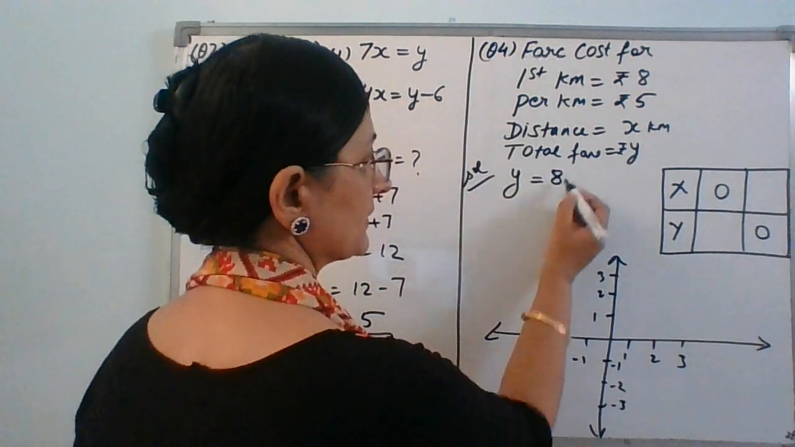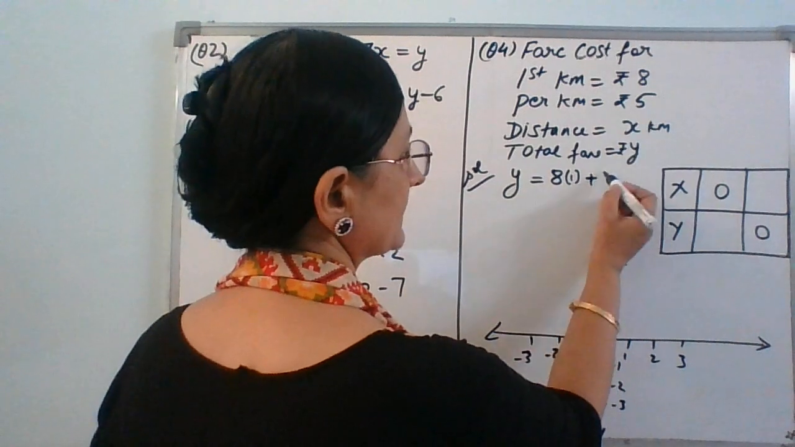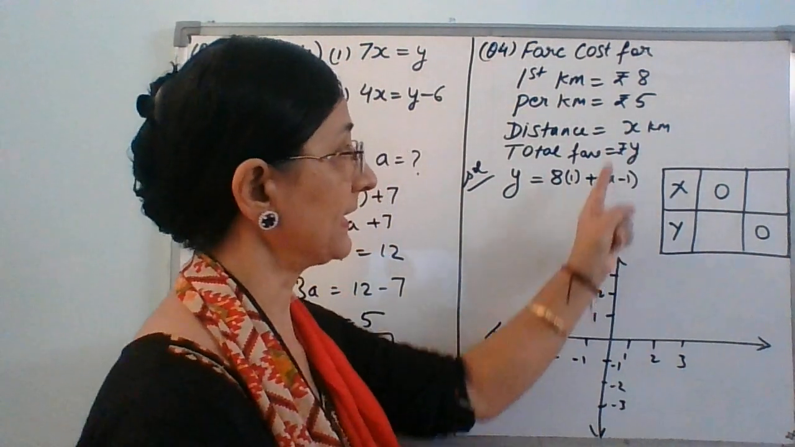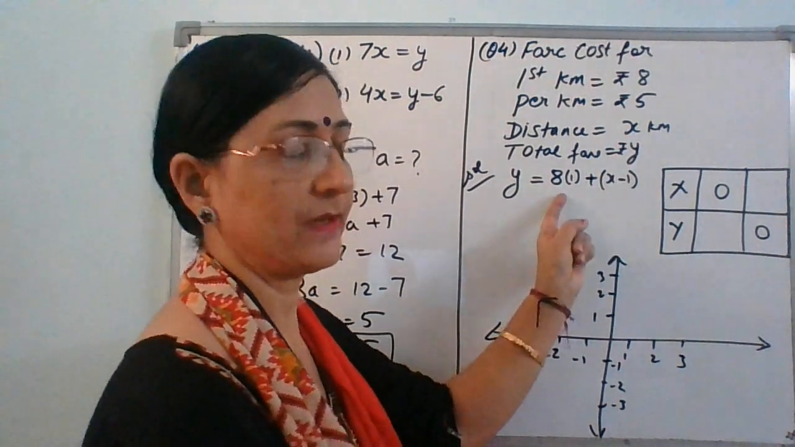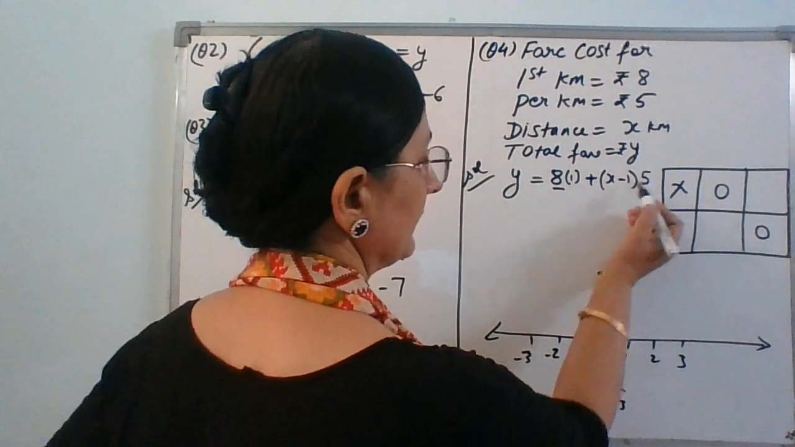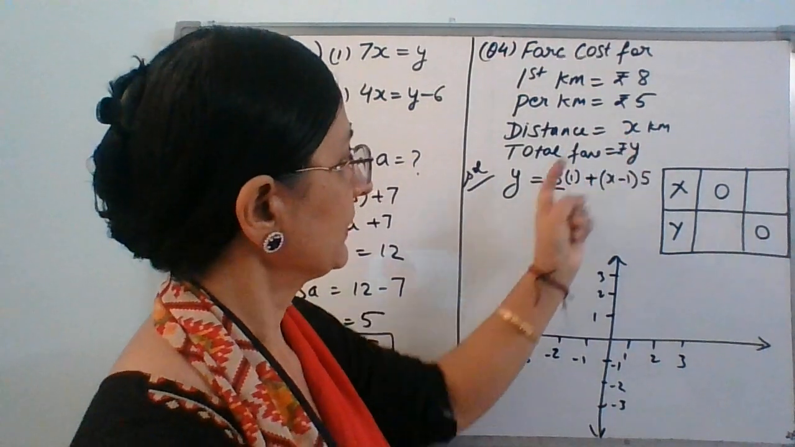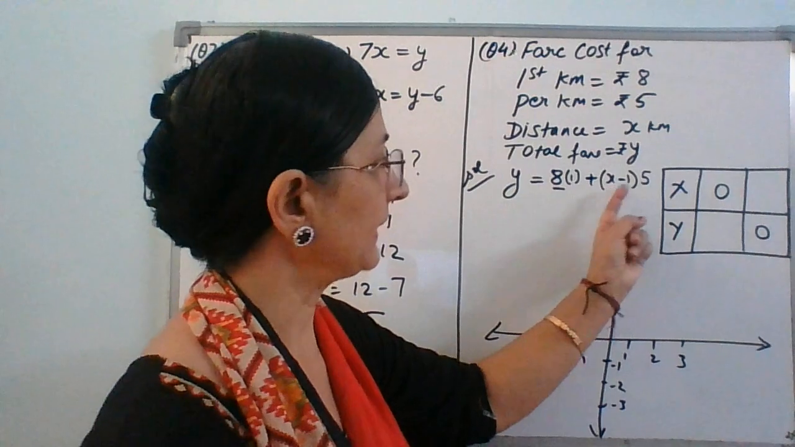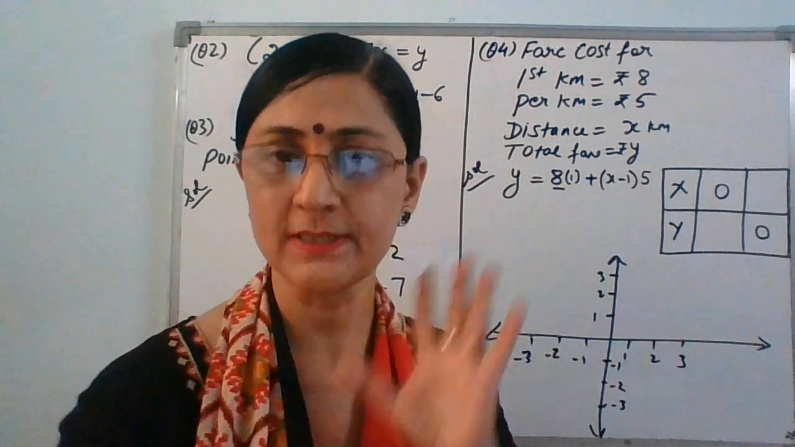The first kilometer charge is this, 8 for 1 kilometer, plus. Now, how many kilometers are left? x minus 1. Because total kilometers are x, say 10 kilometers, 1 you have to subtract, so 9 kilometers, because for 1 you have already put the charge. This per kilometer charge is 5. Right? For example, I'll take an example. There are 10 kilometers. 1 kilometer charge is 8 rupees. 10 minus 1 is 9. 9 will be multiplied by 5 because after 1 kilometer, the per kilometer charge is rupees 5.